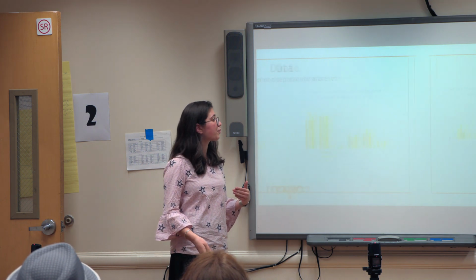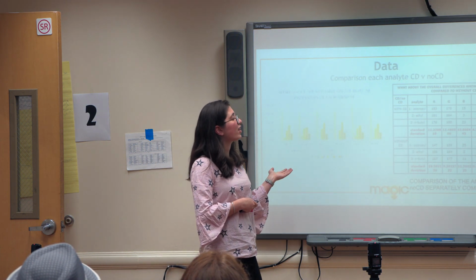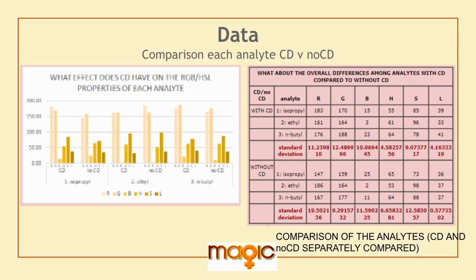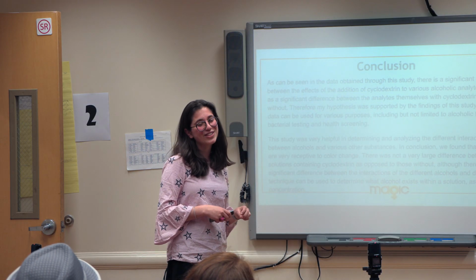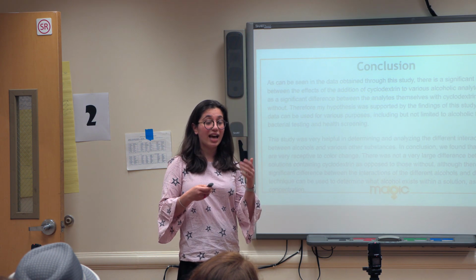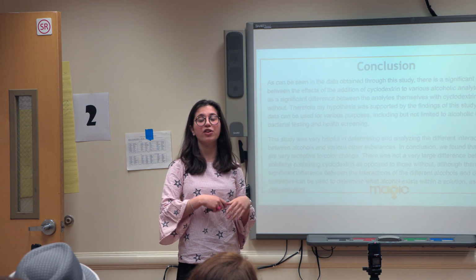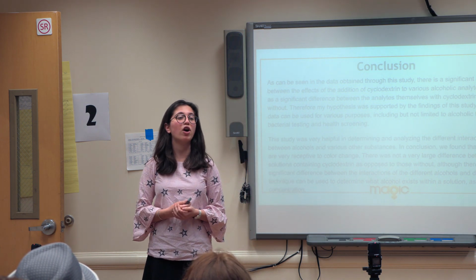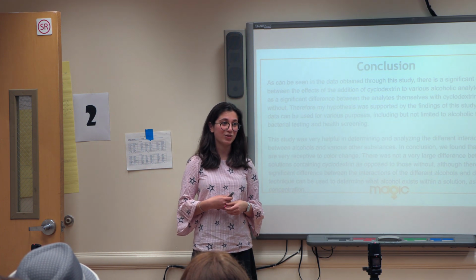Now here we're comparing the analyte with cyclodextrin as opposed to without cyclodextrin, just to see if the cyclodextrin actually made a difference. The answer is yes, it did make a difference. In conclusion, this was a very successful project. It can be used, not currently, but it can be used if we create an algorithm, not only to detect whether or not there is an alcohol within the solution, but also what type of alcohol is within the solution.